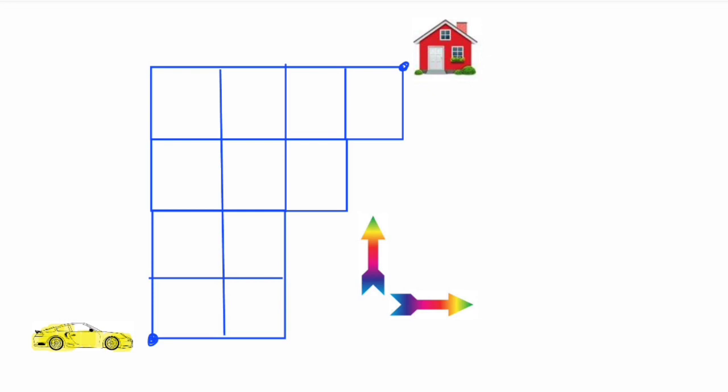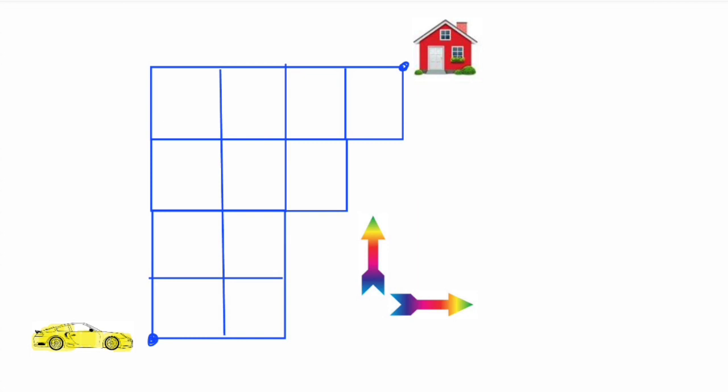Suppose that this shape is a part of a city map. The driver of this car wants to reach the red house, and in each step, he's allowed to move one street to the right or one street up. Obviously, moving to the left and also moving down is prohibited. In how many different ways can this driver reach the red house?